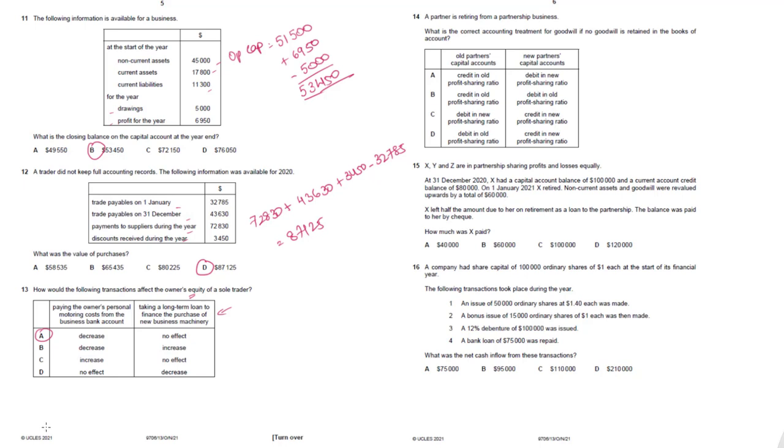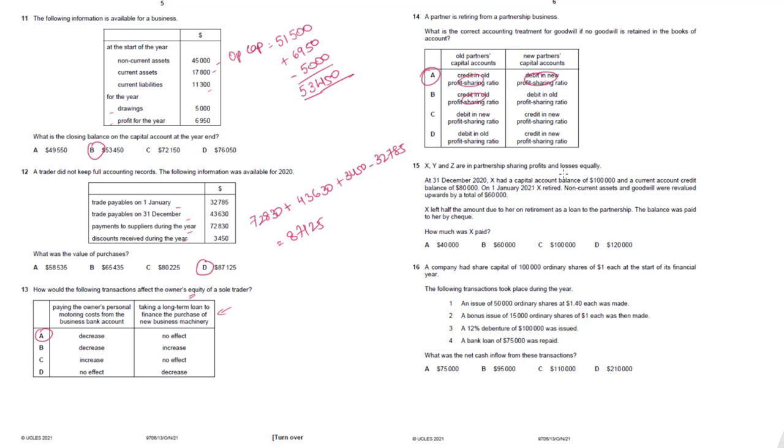So 13A. Question 14. A partner is retiring from a partnership business. What is the correct accounting treatment for goodwill if no goodwill is to be retained in the books? The old partners, which means all the partners, will be credited in the old profit sharing ratio. So we have it here and we have it here. And the new partners, which is the continuing partners, you will debit goodwill in the new profit sharing ratio, which is here. So 14A.